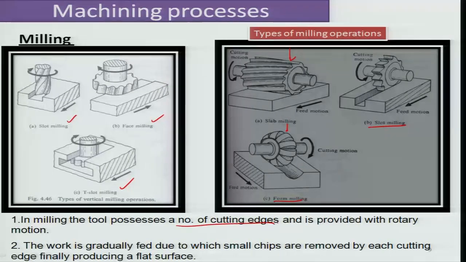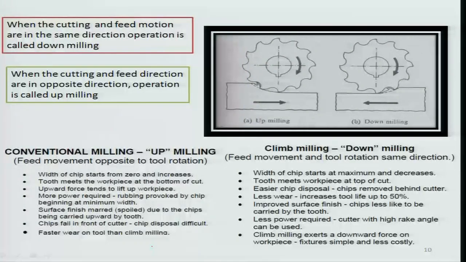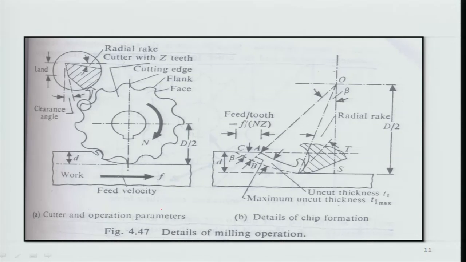So, in milling, the tool possesses a number of cutting edges, it is provided with a rotary motion, and the work is gradually fed, due to which small chips are removed by each cutting edge, and finally, it produces a flat surface. Okay. But if I look at the way this milling operation is performed, it is really about that peeling process again. If the engagement of the cutter happens at a portion somewhere here, the original surface has been cut off into this new secondary surface, and there is a milling cut, the chip which is coming out because of the engagement with the cutter. So, effectively again, it is the same peeling process.